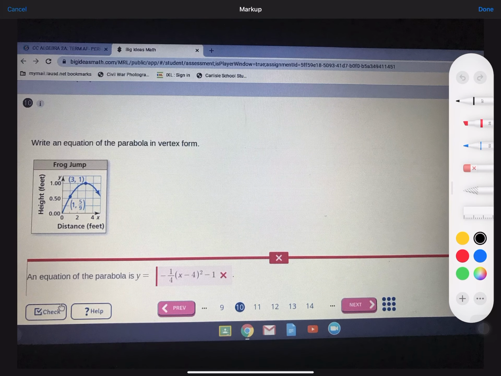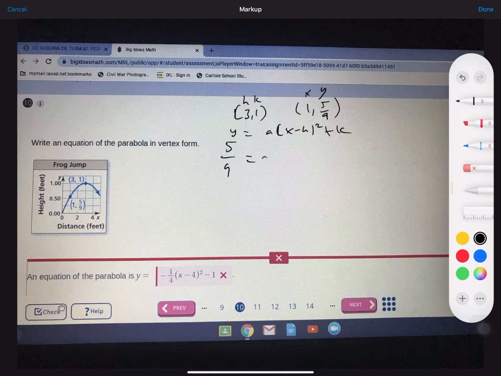So the equation of the parabola in vertex form. They gave us 2 points here. The vertex is (3, 1). That's our h and our k. And our x and y is (1, 5/9). That's our x and y. So we'll do our best: y is equal to a(x − h) squared plus k.